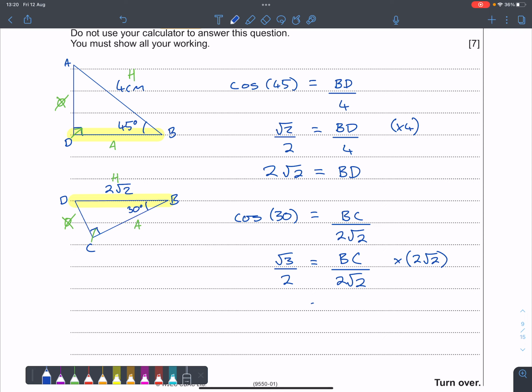So this will leave me with BC on the right-hand side. On the left-hand side, we get root 3 over 2 multiplied by 2 root 2. So the times by 2 and divide by 2 will cancel, leaving us with root 3 multiplied by root 2, which is root 6. Now, because I need to show this without a calculator, I'm going to put in an extra step. So root 3 times root 2 is root 6. And that is now in surd form and is my final answer.